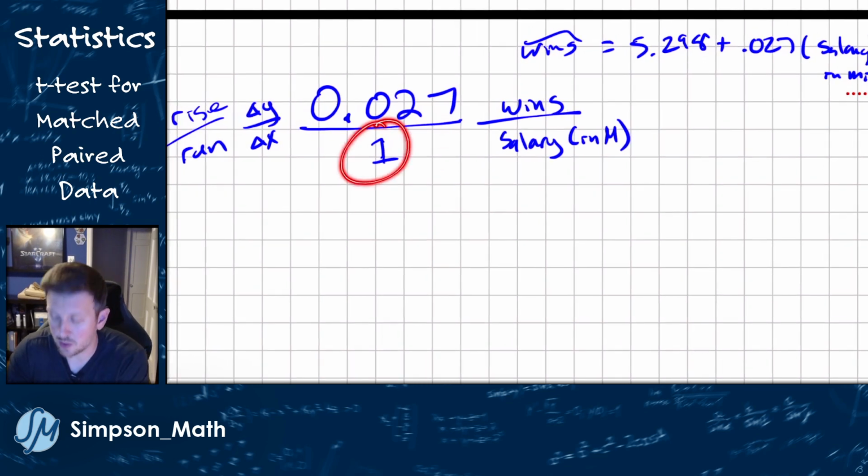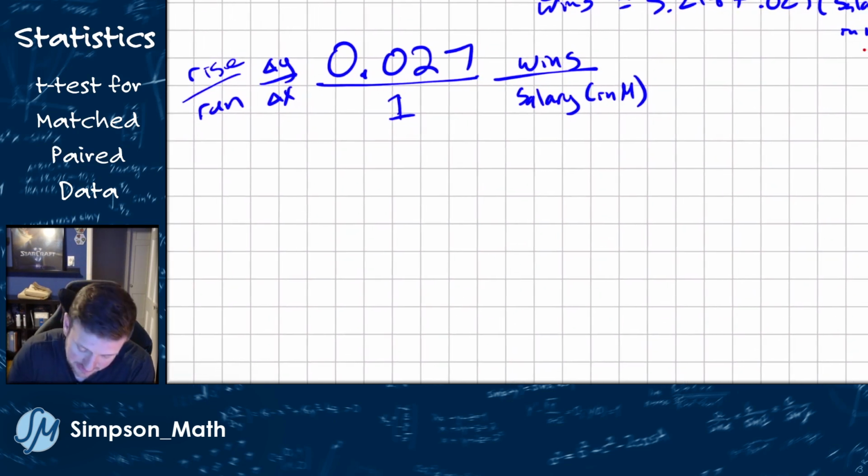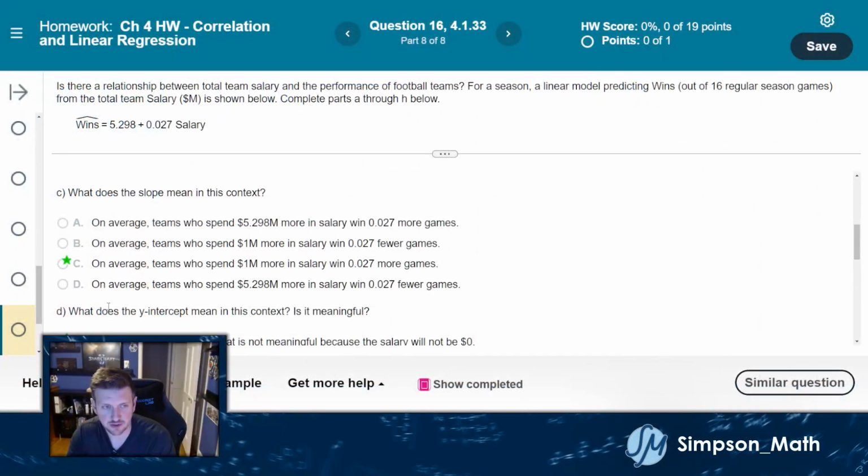Okay, so let me point to this. For every additional $1 million in salary, the model predicts an increase, because it's positive, of 0.027 wins. Let me do that again. For every one additional $1 million in salary, the model predicts an increase of 0.027 more games won. All right, that is what letter C has. So, on average, teams who spend $1 million more in salary win 0.027 more games.